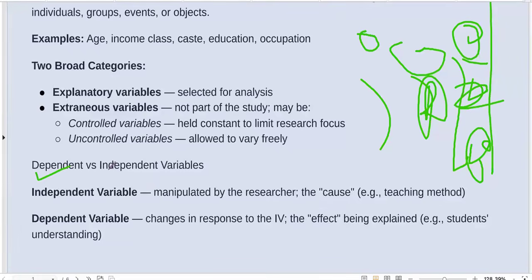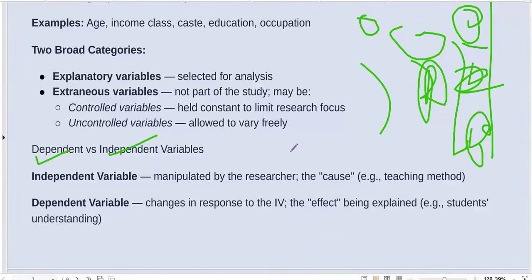Then there are dependent versus independent variables. What are independent variables? As the name suggests, they are independent. They are manipulated by the researcher. If I am doing the research, I will manipulate it. And the dependent variable will change with respect to the response.